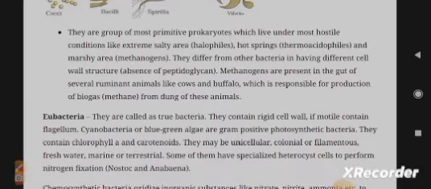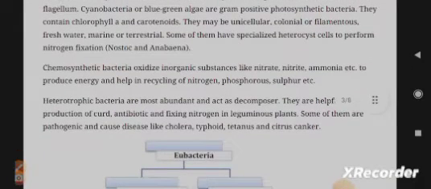Eubacteria are known as true bacteria. They contain a rigid cell wall, and if they are motile, if they can move, they contain flagellum. Cyanobacteria or BGA are gram-negative photosynthetic bacteria. They contain chlorophyll a and carotenoids. They may be unicellular, colonial, or filamentous, freshwater, marine, or terrestrial. Some of them have specialized heterocyst cells to perform nitrogen fixation. Heterocyst cell. Nostoc and Anabaena.